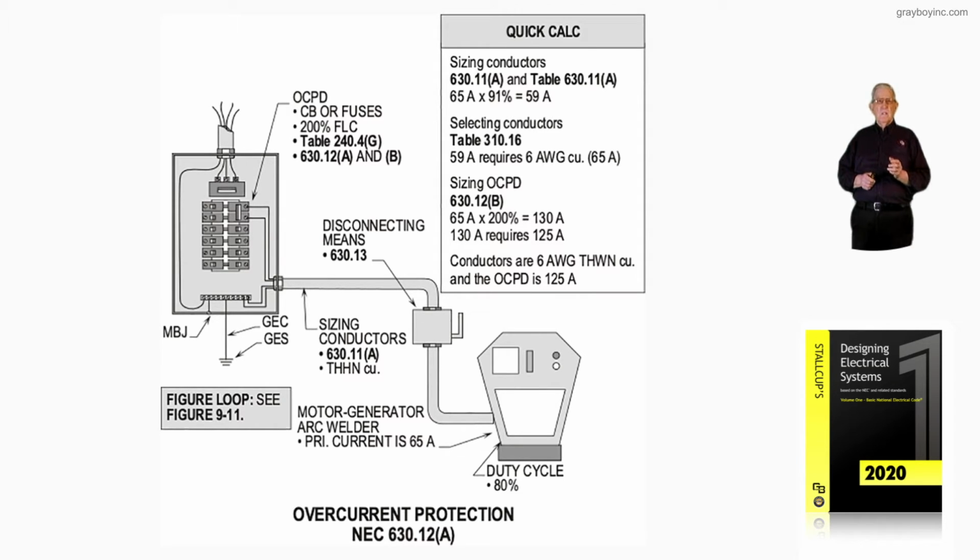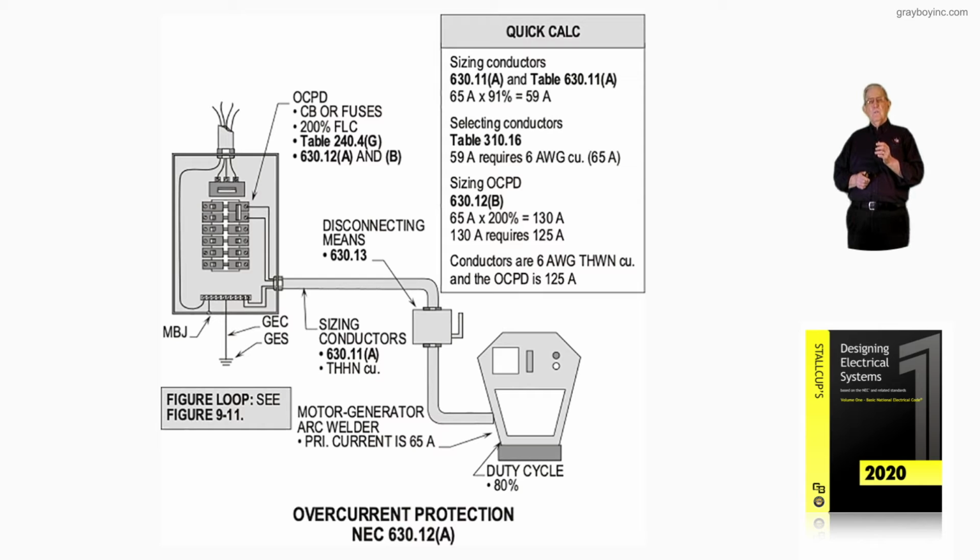And then again, we tell you in the figure loop, see Figure 9-11, which deals with such overcurrent protection, and you can read more about it too in the text as you do here. But starting with the overcurrent device, what is your percentage from Section 630.12(A) and (B)? Then we notice it's 200% of the full load amps. And then you've got to know what full load current amps are we talking about. Now Table 240.4(G) allows that 200%.